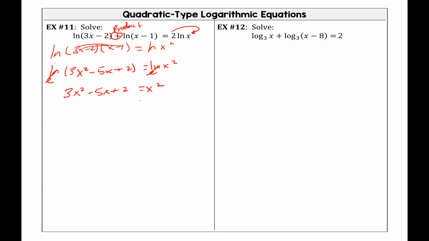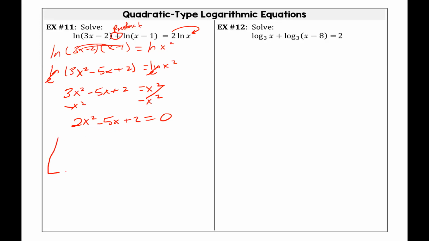In order to solve a quadratic, it must be equal to 0. So we're going to subtract x squared, and we're left with 2x squared minus 5x plus 2 equals 0. At this point, you are going to factor this out. So if you remember, it's kind of like our box factor.